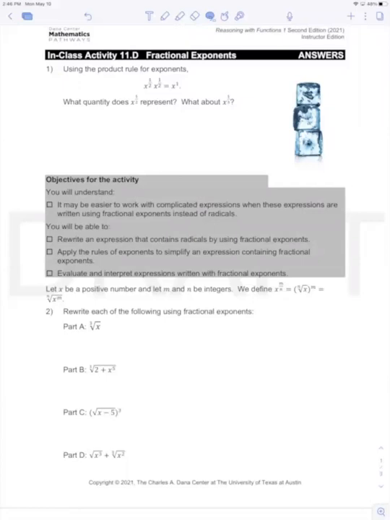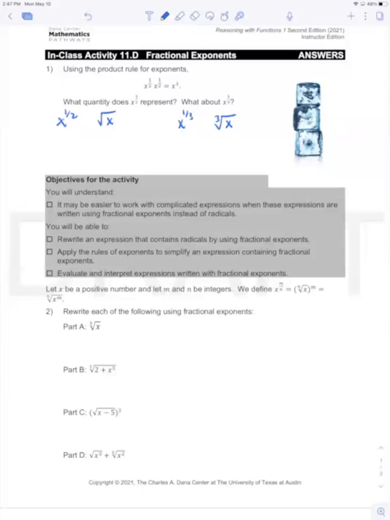In-class activity 11D, fractional exponents. Using the product rule for exponents, x to the 1/2 times x to the 1/2 equals x to the first. So what quantity does x to the 1/2 represent? x to the 1/2 represents the square root of x. And what about x to the 1/3? x to the 1/3 would be the cube root of x.